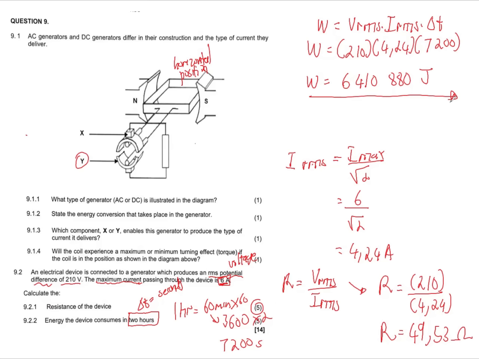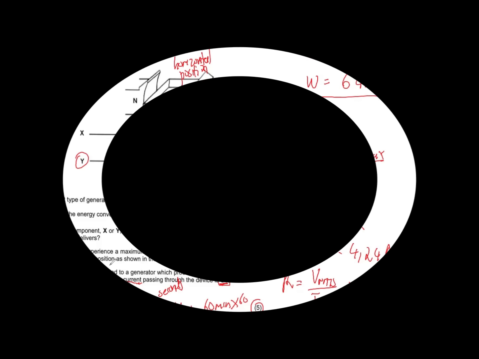Others can write it in scientific form. I just wrote it in normal form as it is. So 6,410,880 joules. That is the energy that this consumes in what? In 2 hours. The generator consumes in 2 hours, or the device. Yes, the electrical device.